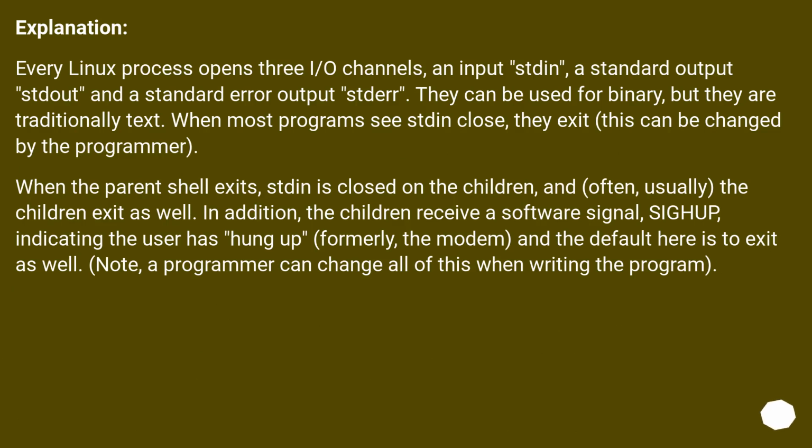Explanation. Every Linux process opens 3 I/O channels, an input stdin, a standard output stdout and a standard error output stderr. They can be used for binary, but they are traditionally text. When most programs see stdin close, they exit. This can be changed by the programmer. When the parent shell exits, stdin is closed on the children, and usually the children exit as well. In addition, the children receive a software signal, SIGHUP, indicating the user has hung up, formally, the modem, and the default here is to exit as well. Note, a programmer can change all of this when writing the program.